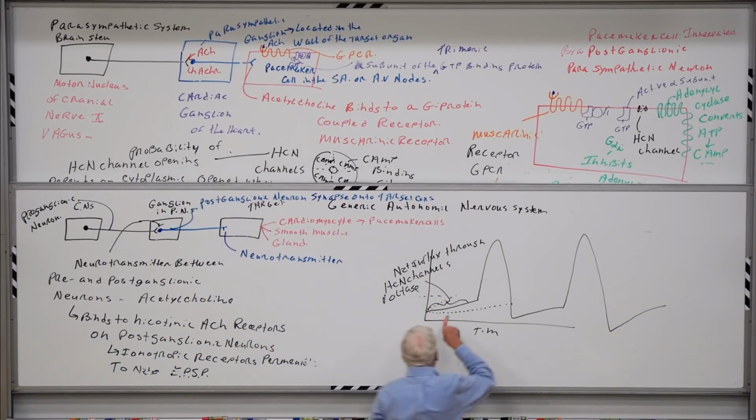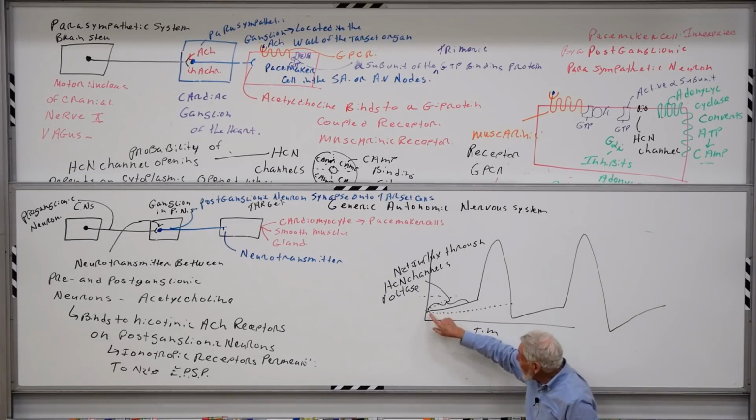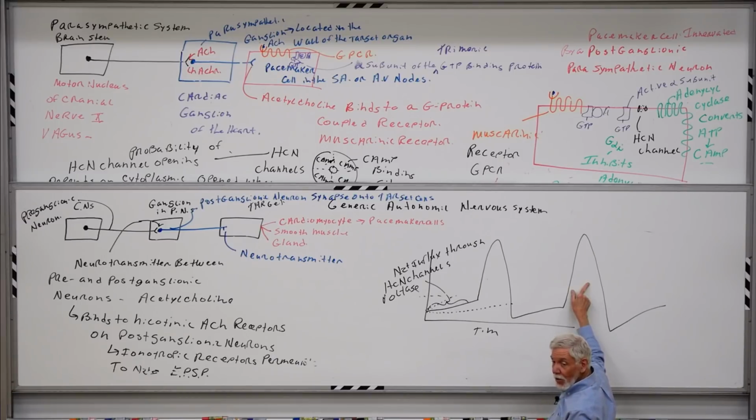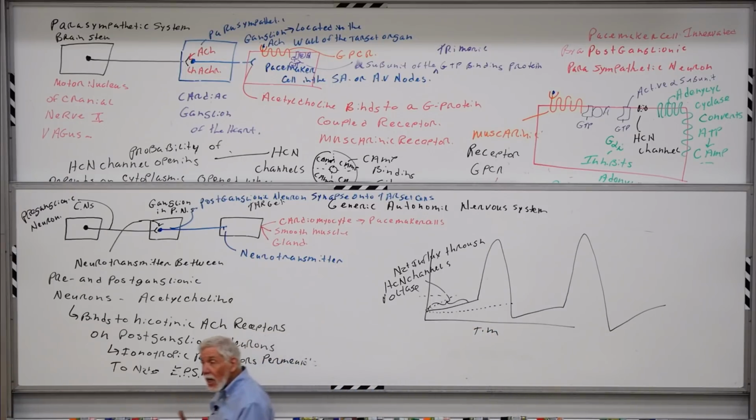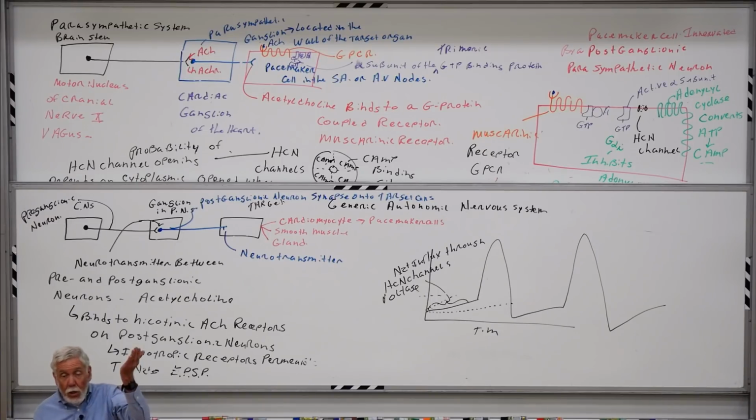So now, if we increase the amount of cyclic AMP, what's that going to do to the rate of rise of the ramp potential? It's going to make it steeper. If it's steeper, what's that going to do to the rate at which we fire these pacemaker potentials? Make them faster. So now we can see through this autonomic innervation, the sympathetic and the parasympathetic branches, we have this ability to increase heart rate through the sympathetic system, the fight or flight system, or decrease heart rate through the parasympathetic system, the rest or digest system.